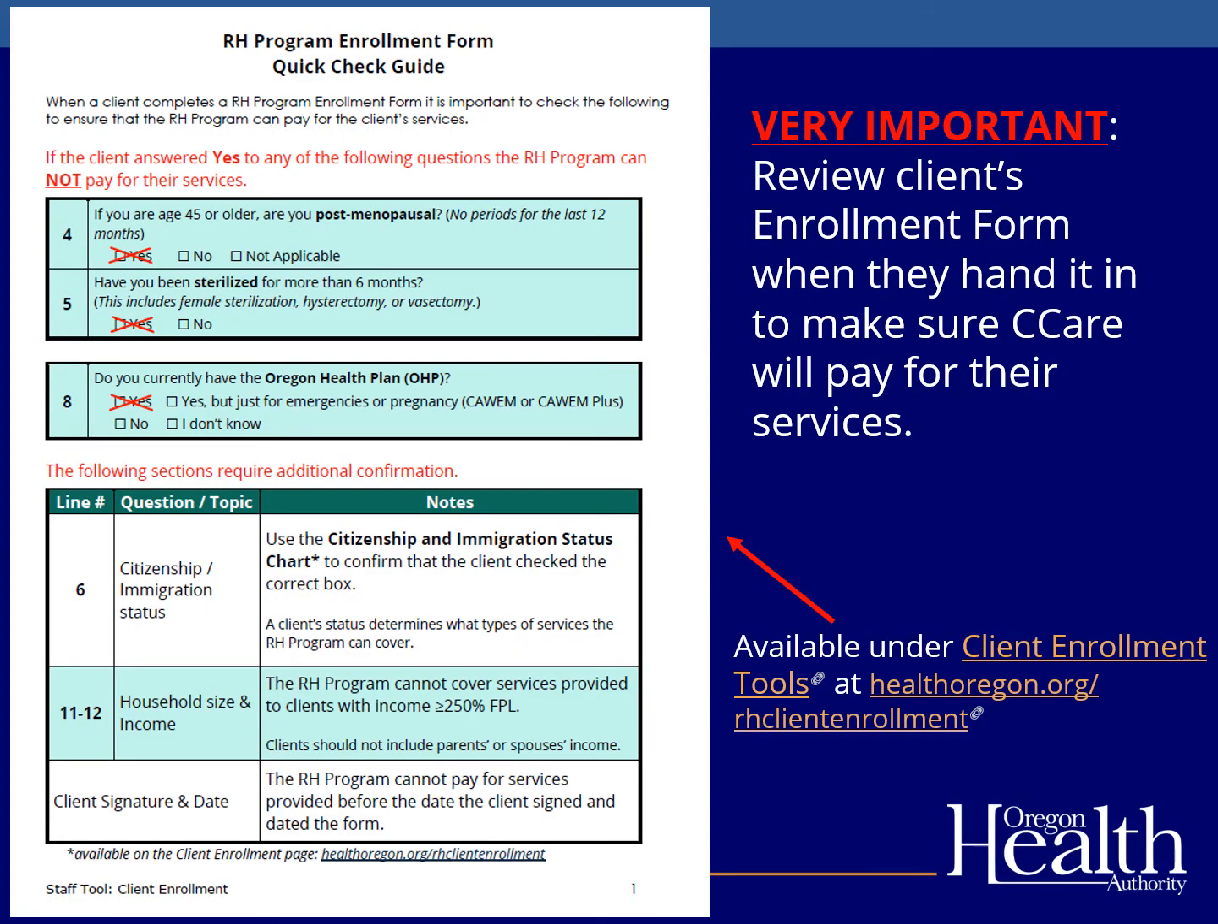Now that the client is done with the enrollment form, they will hand it in, at which point it is super important that you check it. There are some questions that can determine a client ineligible outright, and others that are just confusing. You should also check for completeness. If an enrollment form isn't complete, the client can't be enrolled for RH program coverage. To help with this, we created an enrollment form quick check guide, which, surprise, surprise, can be found on our client enrollment webpage. And it goes over the most important questions to review.